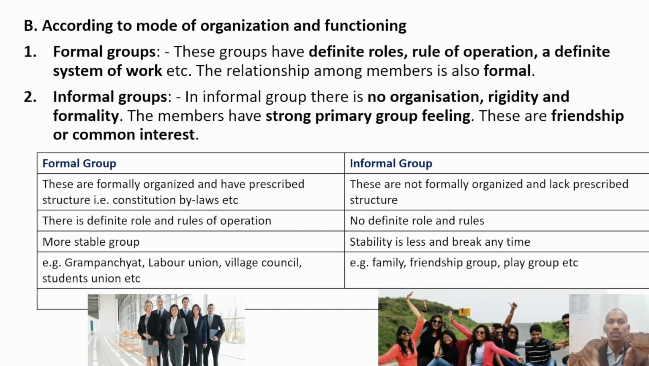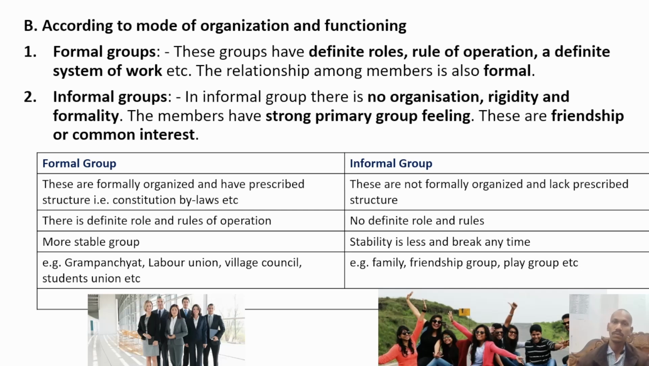Now, according to mode of organization and function, how the organization is and how they are functioning, groups are of two types: formal and informal group. Informal group has some common characteristics with family and friends, which is primary group. Formal group is similar to secondary group. Let's see how it is common.